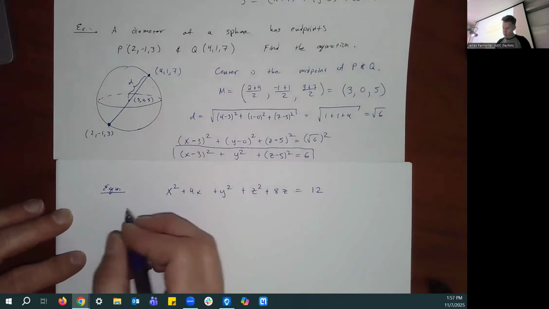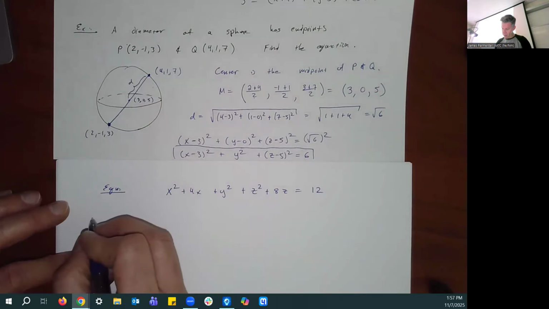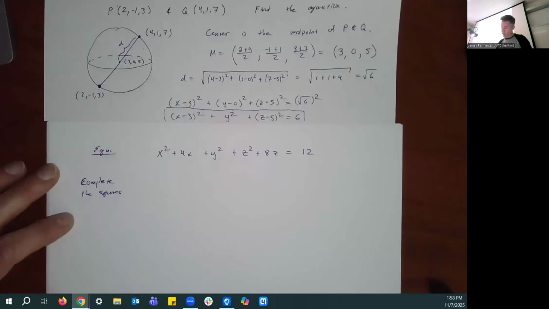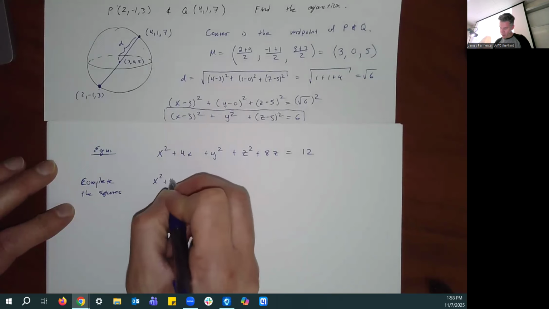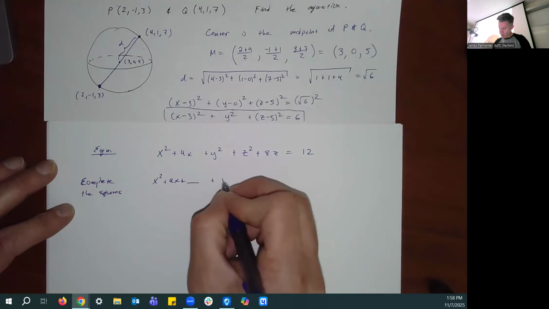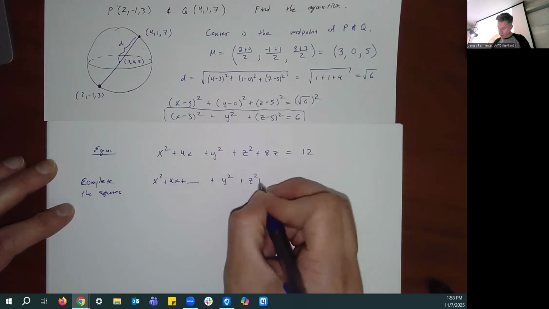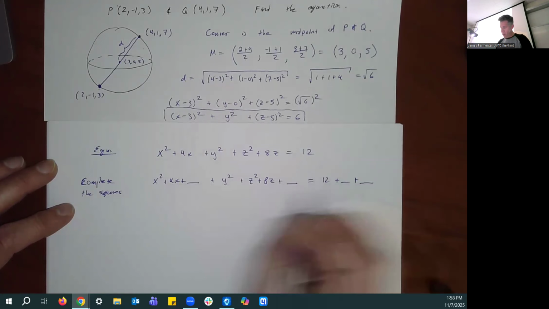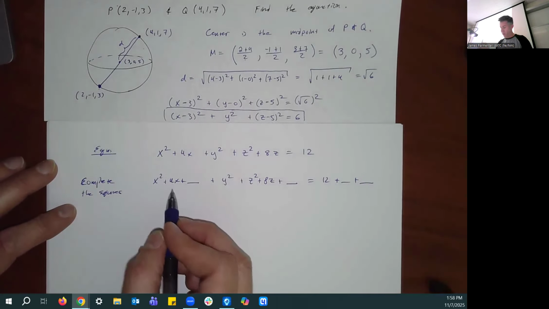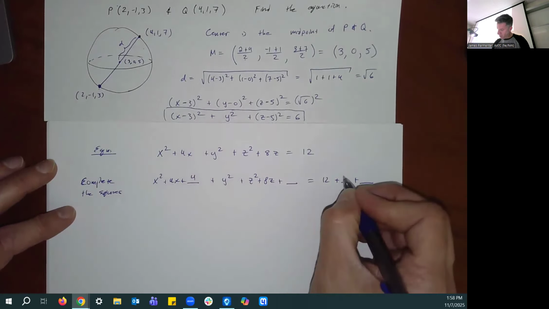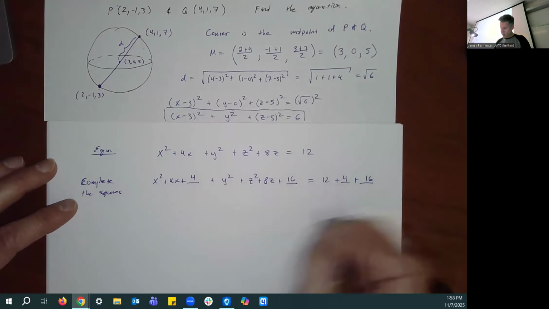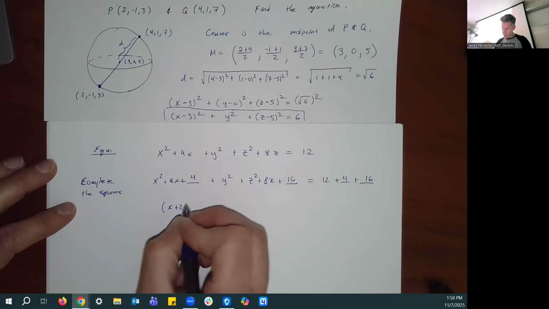So I'm going to show the work because I feel like I should. If I complete the squares, I said I wasn't going to do it, but now we're totally going to do it. I'm going to get x squared plus 4x plus something plus y squared plus z squared plus 8z plus something equal to 12 plus those two somethings. So here, 4 divided by 2 is 2. 2 squared is 4. Here, 8 divided by 2 is 4. 4 squared is 16. So then this becomes x plus 2 squared.